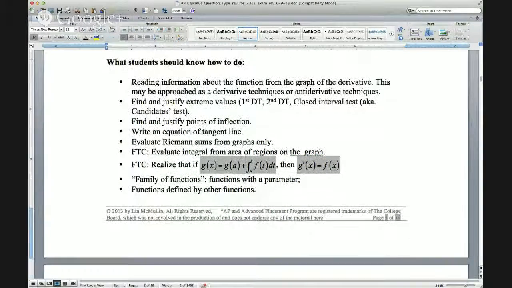Realize that if g of x equals g of a, which is the starting point, plus the integral from a to x of f of t, then g prime of x equals f of x. Family of functions, functions with a parameter, functions defined by other functions. That's what you need to be able to do.